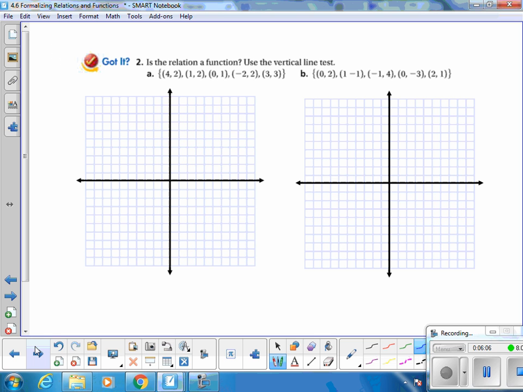All right, press pause, and I want you to give it a try, and go ahead and use the vertical line test to see if these particular coordinates, this particular function, if they are a function. All right, I plotted the points, and I can tell from my vertical line test that everything is good on this one. So indeed, we have a function over here.